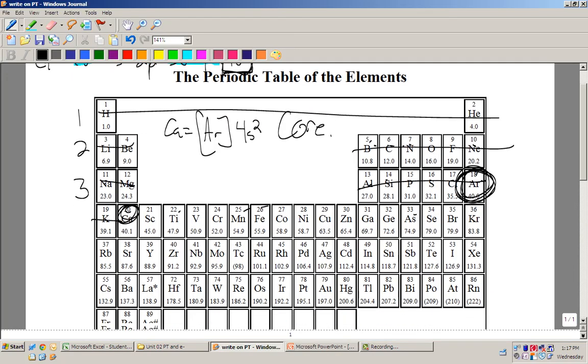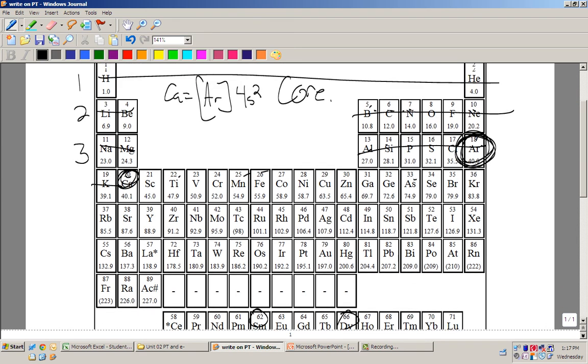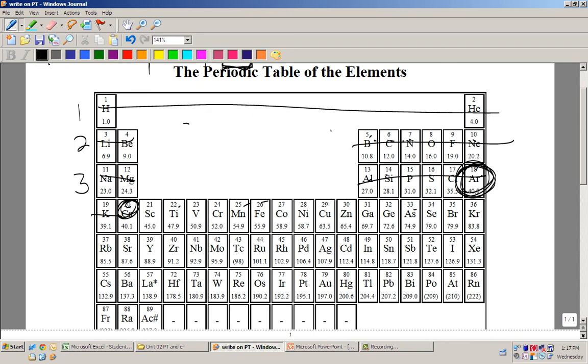Then Dy, 66. Dy is number 66. Let me find 66. Here's 66. So let's do that one. The preceding noble gas for number 66 would be 54. So all I'm going to do is xenon. And now I got to do 55 and 56. 55 and 56, sixth row, S block, 2.